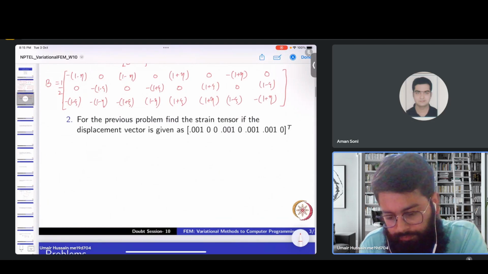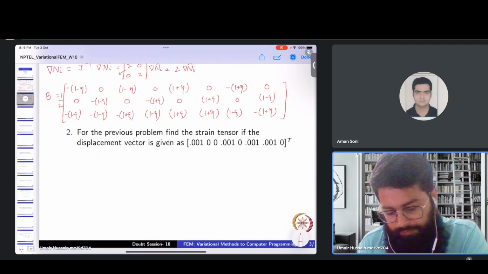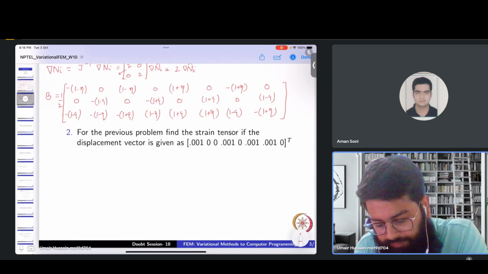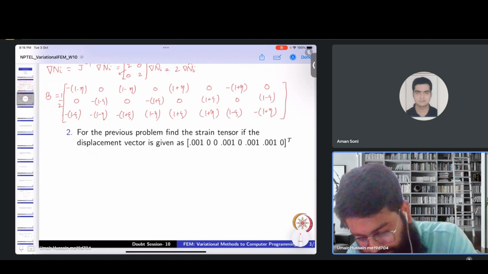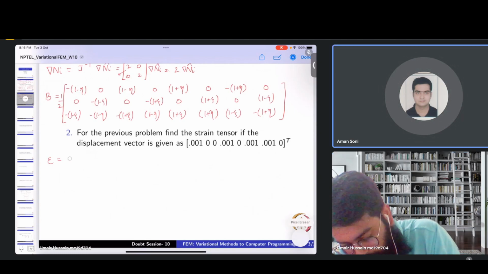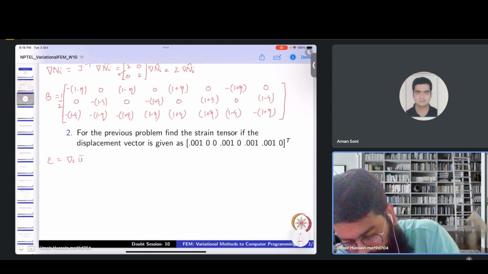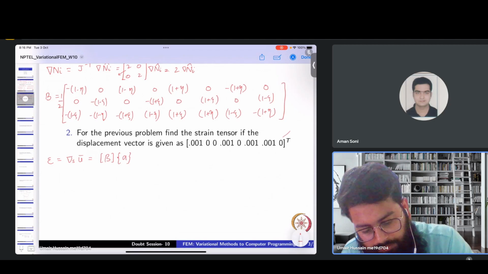Now, if we are given the displacement vector, that is alpha, how do we get the strain tensor? Okay. So strain is the space gradient, I think, using the space gradient of u. So this actually becomes, we just multiply this vector with this matrix.